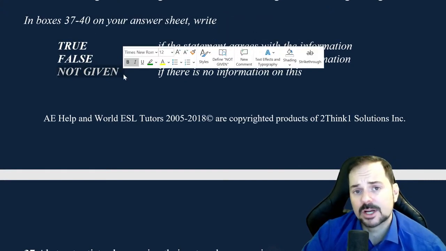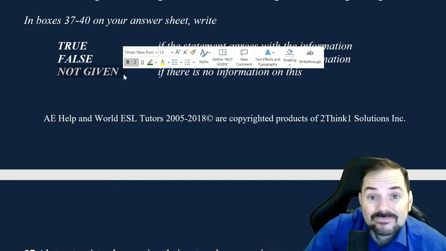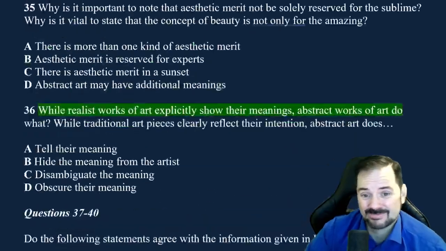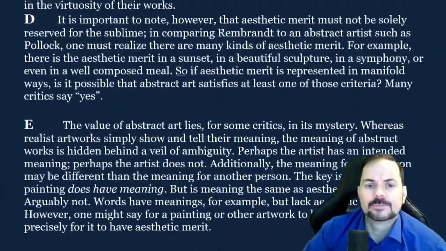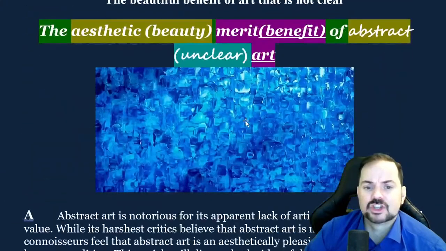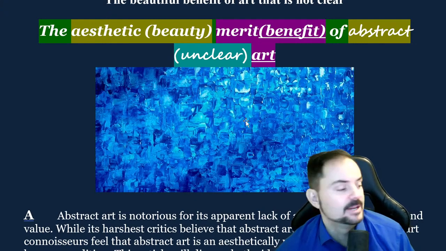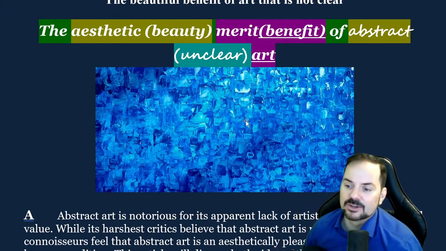True, false, not given questions, don't worry about them until you're done with the passage. You can't worry about them because we don't know if they're true, false, or not given until we read the passage. It's that simple. Okay. All right. So here we have our passage, and we're going to read the passage, but instead of me reading it this time, or instead of listening to the audio on the website, I'm going to get you to read it.